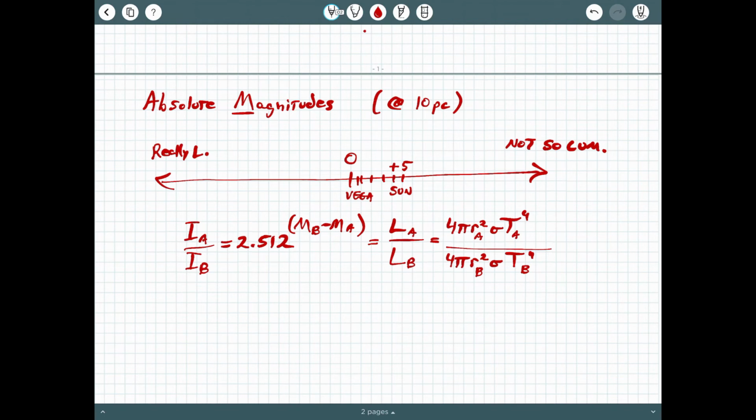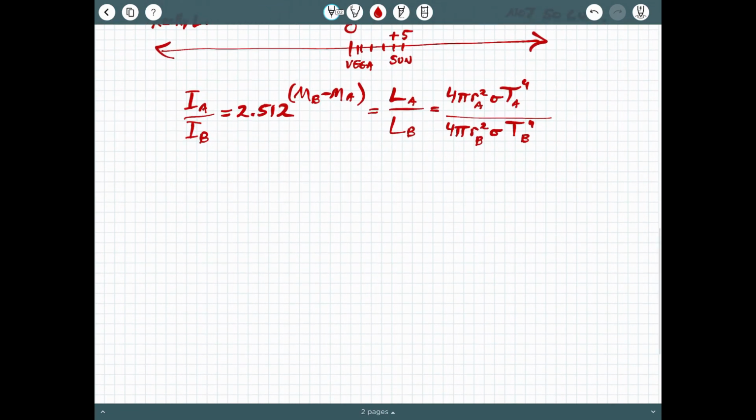And at this point, you also have a hint that there's a relationship between absolute magnitude, apparent magnitude, and distance. So here's the last equation. It turns out that the apparent magnitude minus the absolute magnitude of an object is going to equal negative 5 plus 5 times the log to the base 10 of the distance to that object in parsecs.